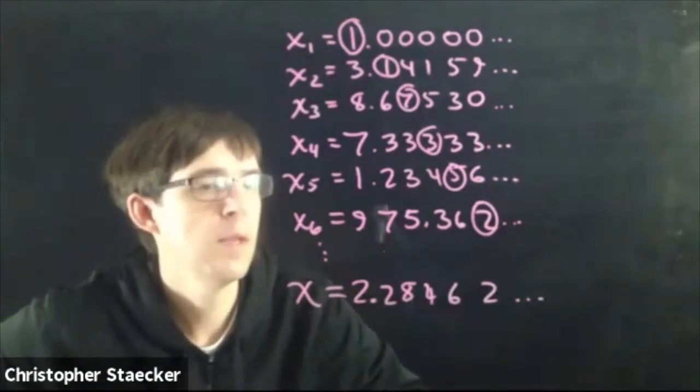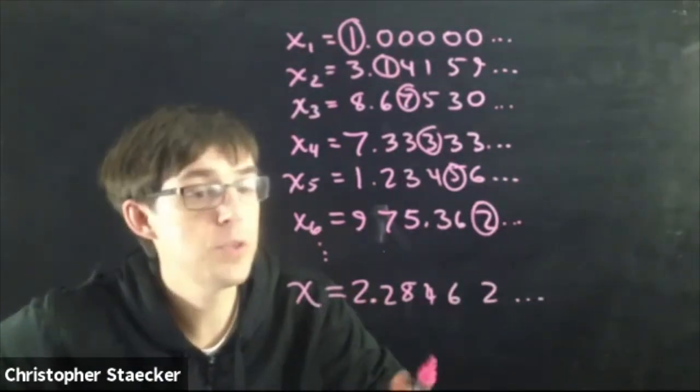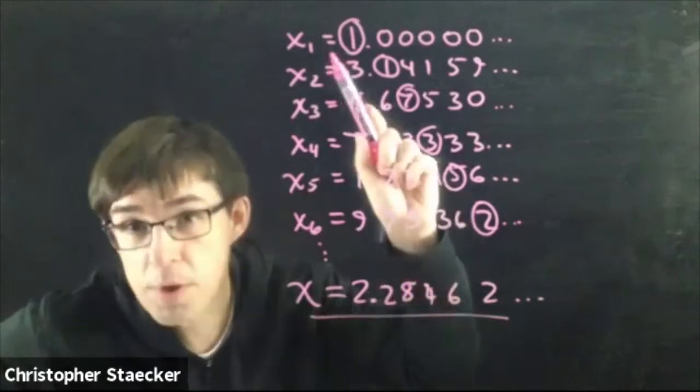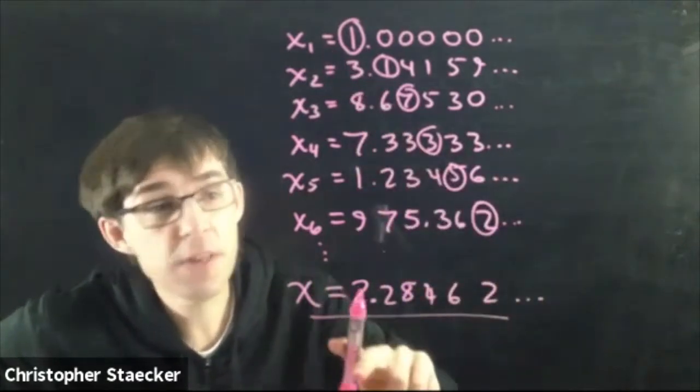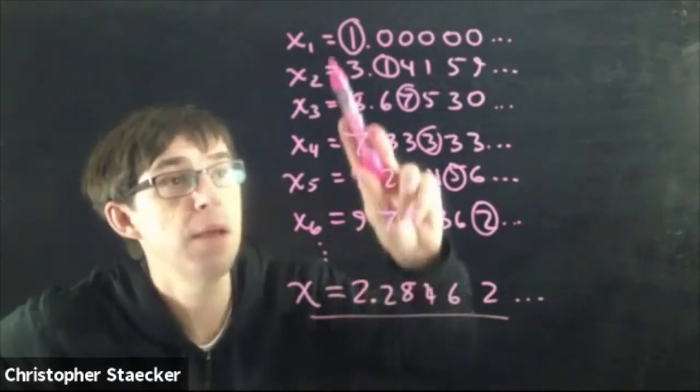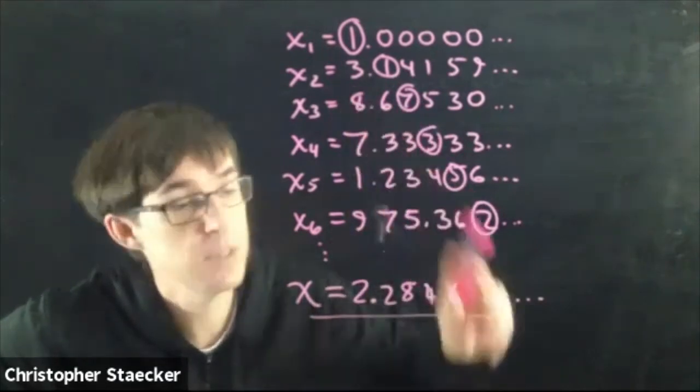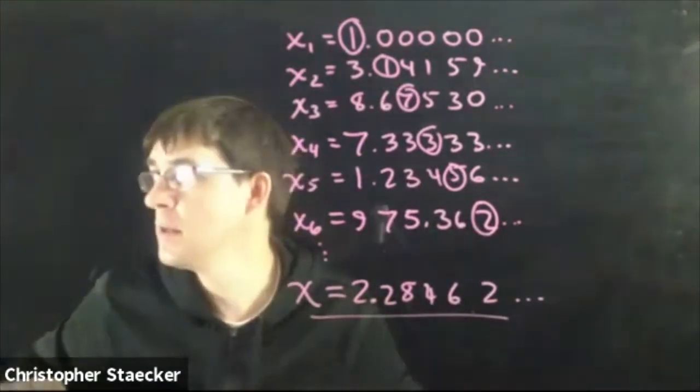All right. And I'm here to tell you folks, this number cannot appear anywhere in the list because this number is specifically designed to be different from every number in this list in one of its digits. All right. So it is a fact.